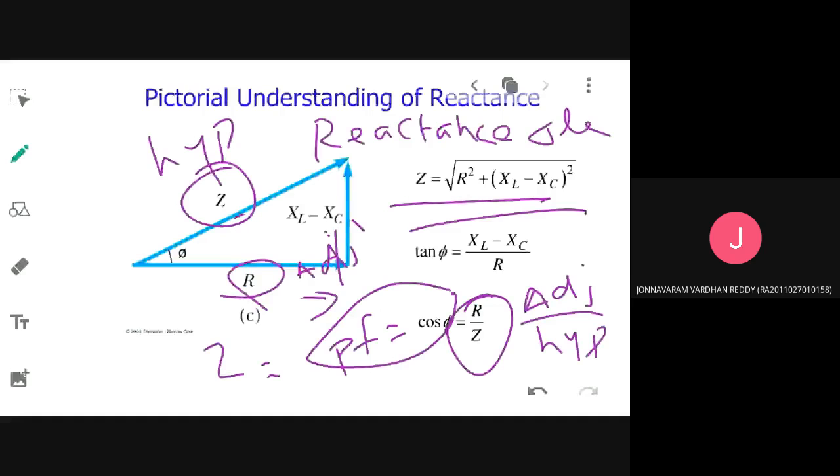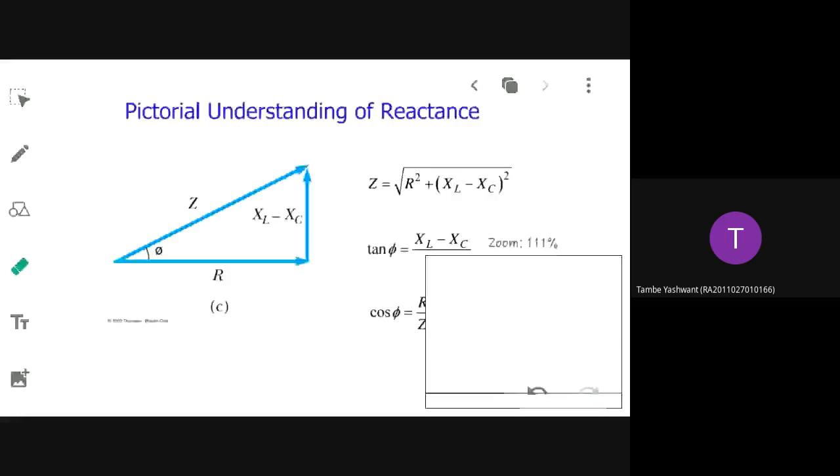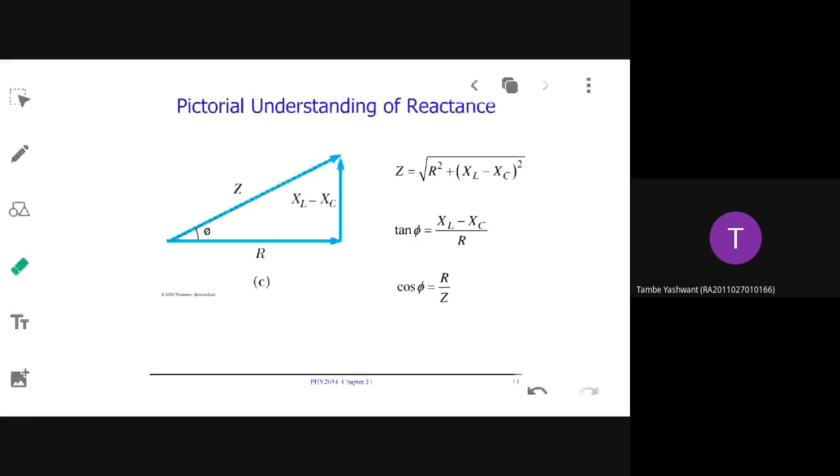So another formula is also there for power factor. What are the different formulas that you have for power factor? Power factor equals R by Z, or cos phi. Then what are the other formulas? Yesterday I gave one more formula based upon the power triangle. What is that formula? Real power divided by apparent power. That is another formula. So different formulas are available for power factor. Okay, next. So what is the name of this triangle? Reactance triangle. Okay, next we will discuss series RL.